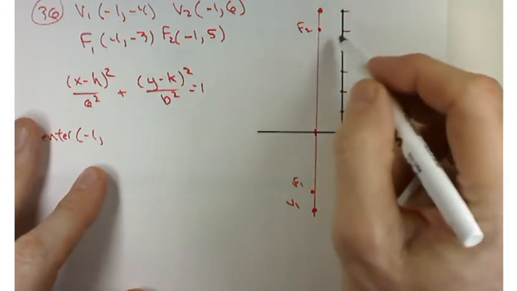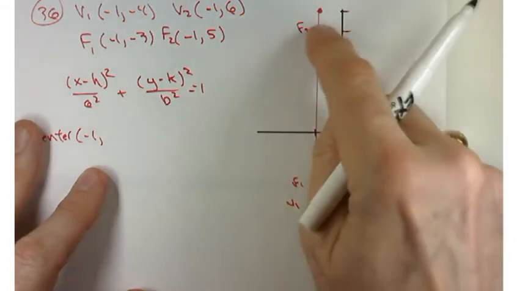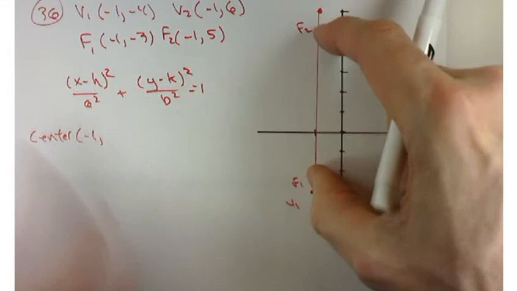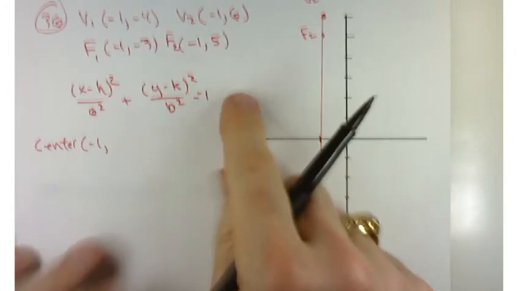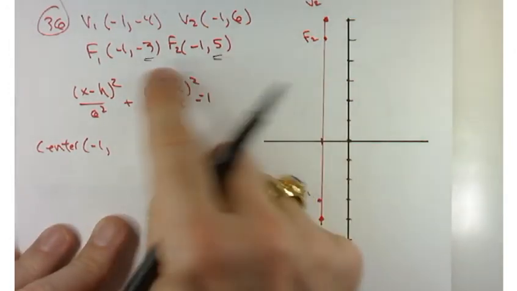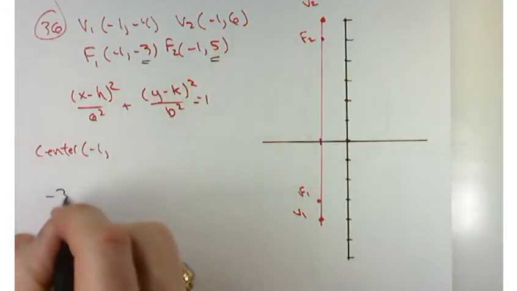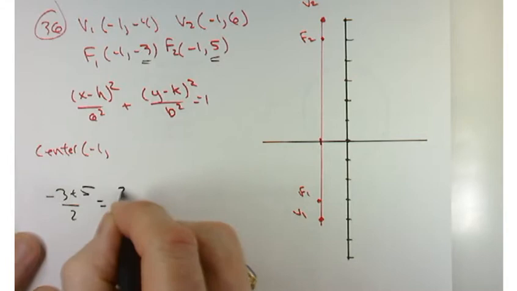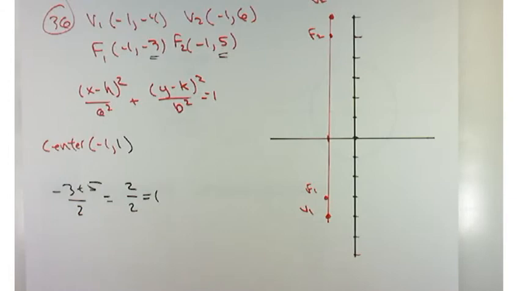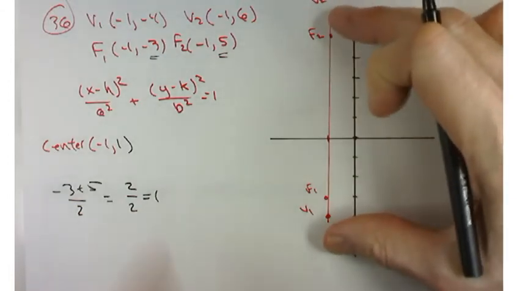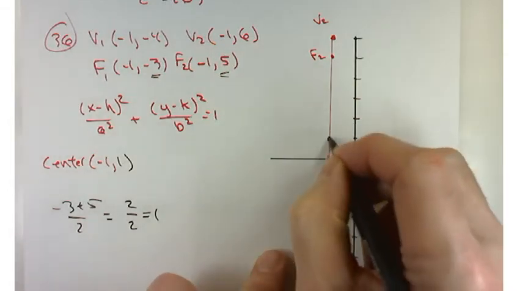Perfect. So what you can do is average these two points, because in the middle of them is going to be your center. So -3 plus 5 divided by 2 gives you 2 over 2, or 1. Well done, Sam. Thank you. So (-1, 1). You could also use the average of -4 and 6 to get that as well. But here we go, there's your center.